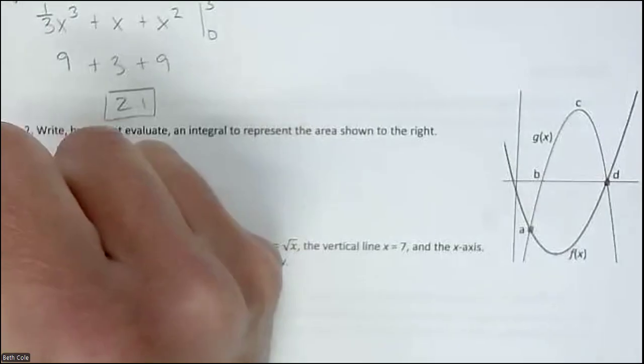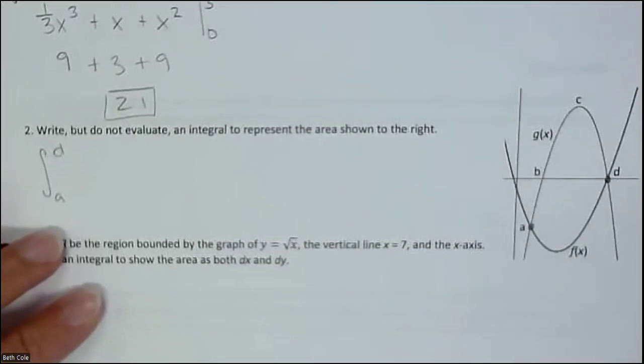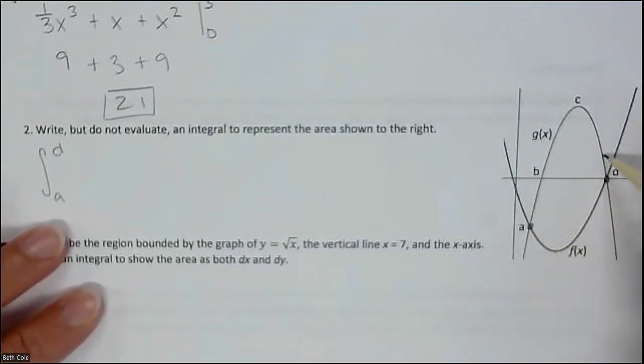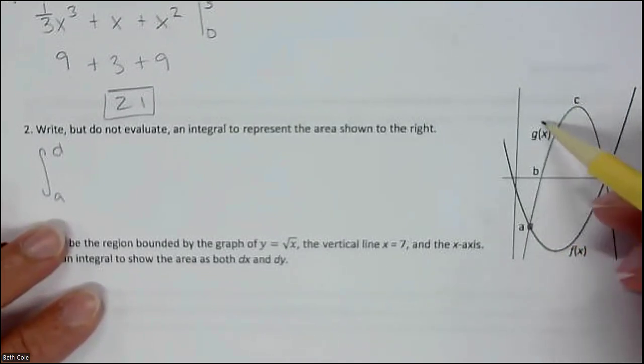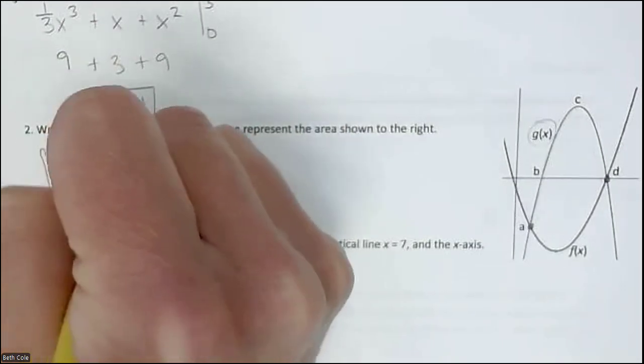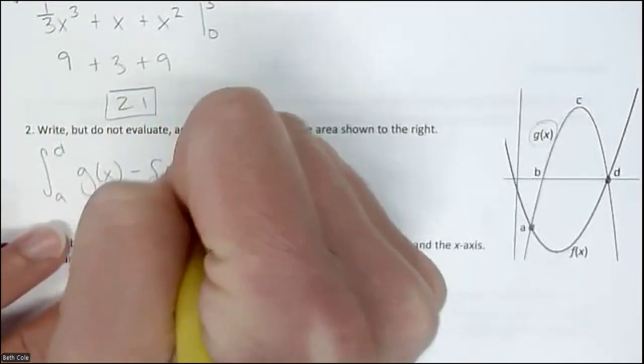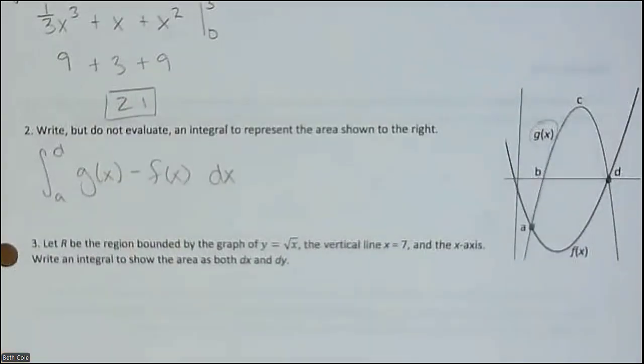So A to D, good job. And then it's upper minus lower. So which one is the upper graph? G of x, good, minus f of x dx. It's just areas. There's no squareds. There's no pi. It's like just the upper minus lower. So don't overthink that because it's going to be multiple choice and you know all the wrong choices are going to have all those like extra doodads in them.